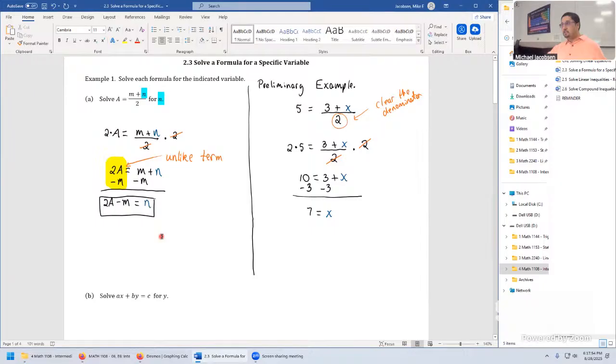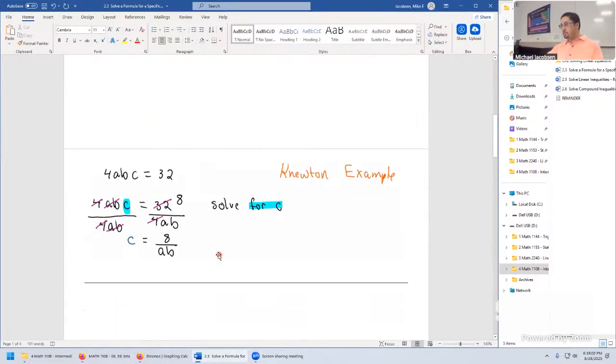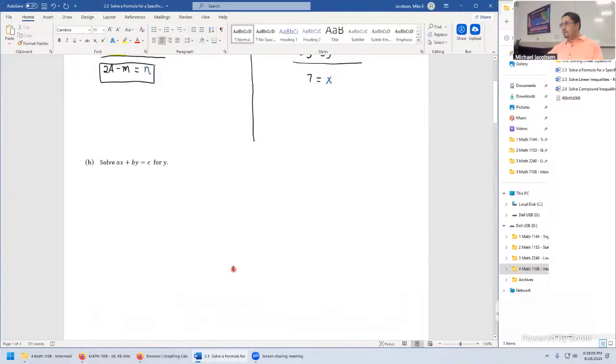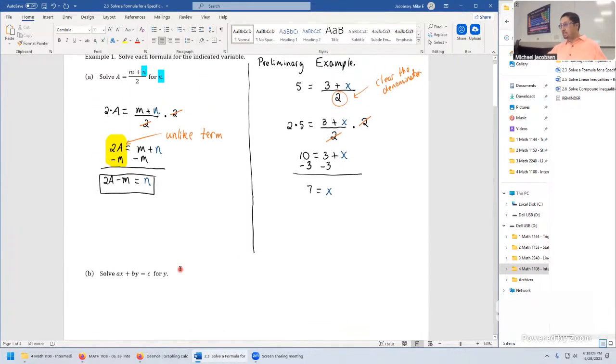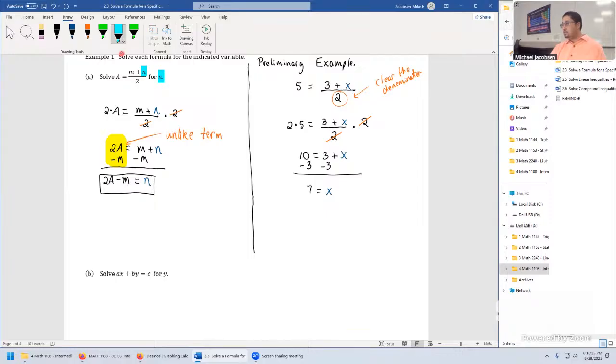On example 1, the section is pretty short, so I don't have a ton of examples. Example 1, we're just solving a formula for the indicated variable, kind of like the practice problem down here in Newton. Let's do one more. So 3 good examples is a nice one to round out the set. On part B down below here, our next problem, it says solve the equation ax plus by equals c for y. So that means this time y is our target.